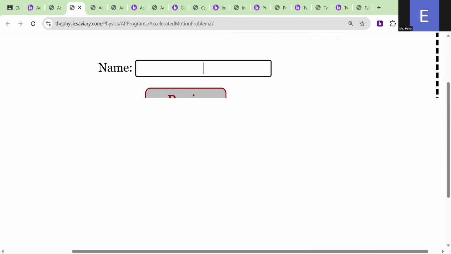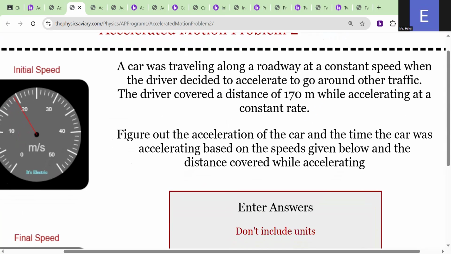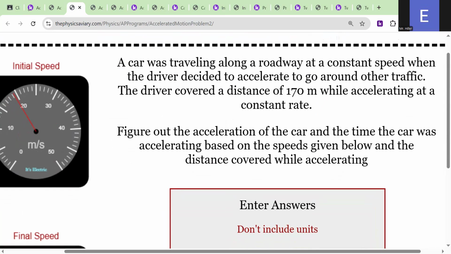Now, in number 2, it says your car is driving at a constant speed on a roadway and you decide to accelerate around other traffic. The driver, well, in my case, the driver covers a distance of 170 meters while accelerating at a constant rate. Figure out that acceleration and the time the car was accelerating.